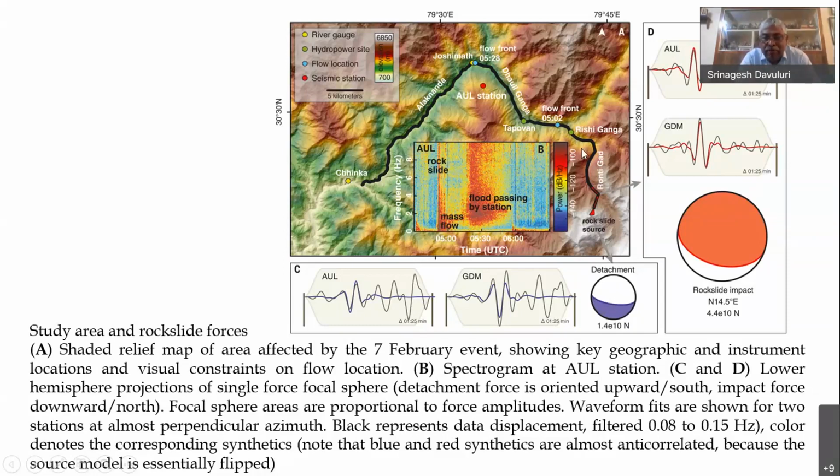And you can very clearly see the river gauges, which is at Joshimath, yellow in color. The hydropower sites are plotted in green color, the Tapovan and the Rishi Ganga. The flow location at different timings are seen, synthesized and modeled, which we see as those phases on the seismograms. And the seismic station location is this Auli. So this was about 25 kilometers to the southeast of the Auli station where this event happened.